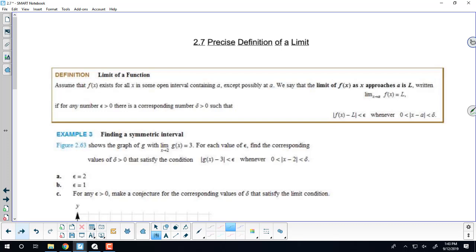We say that the limit of f of x as x approaches a is L, written this way, which we're all accustomed to by this point. What that notation means is that for any number we're going to call epsilon that's bigger than 0, there exists a corresponding number delta that's bigger than 0, such that we're epsilon units away from L on the y-axis whenever we're delta units from a on the x-axis.